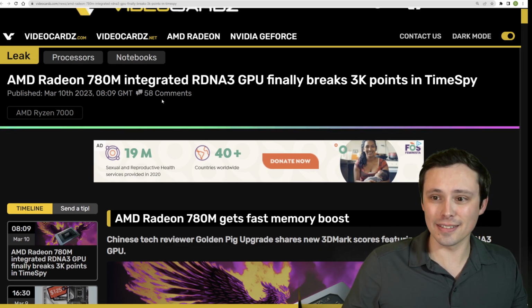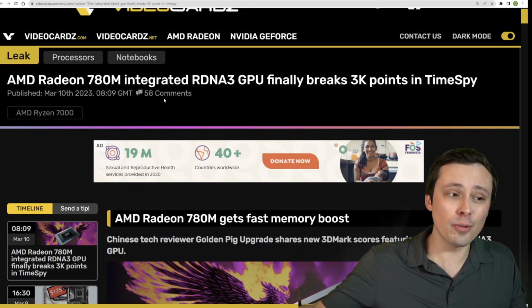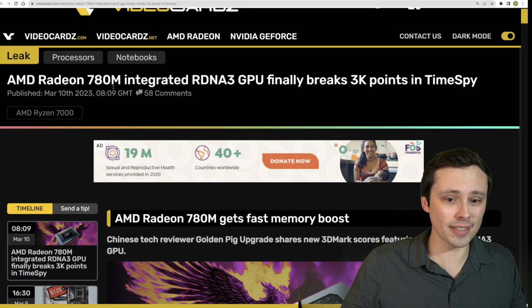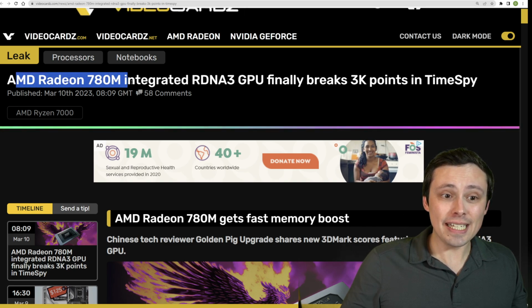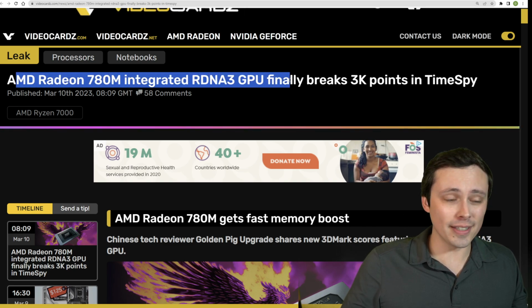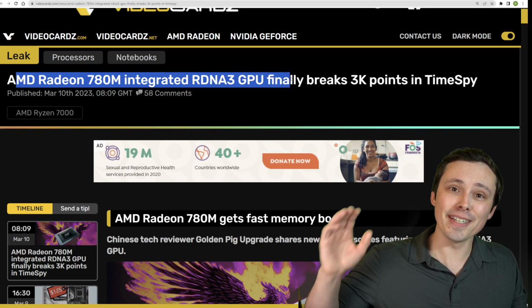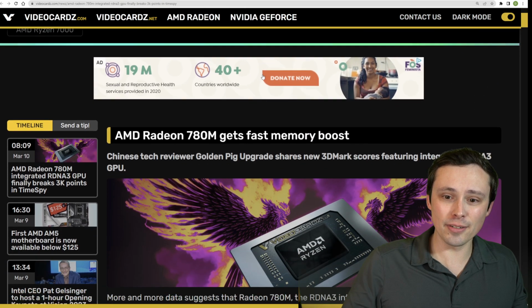I don't know, unless it came in at a lower price. They're saying that they don't want to go above that $1,000 price point, at least that's what they're saying. Anyway, AMD's Radeon 780M integrated RDNA 3 GPU, on the other end of RDNA 3 news. Rather than one that could compete with the 4090, how about we talk about some integrated graphics?